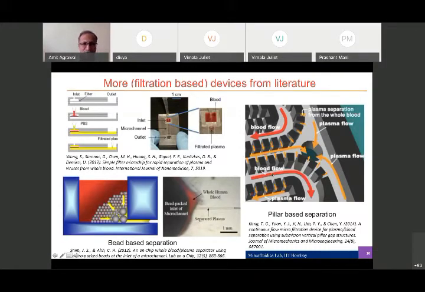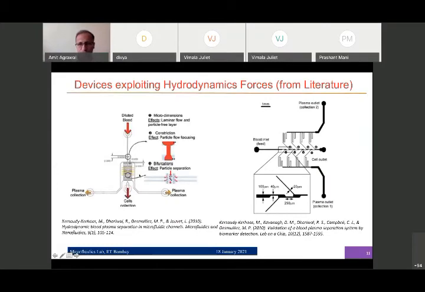So of course, people have tried to get rid of it in other ways, but a lot of them are filter-based devices. So having realized that filter-based devices are not going to be good for us, this is another study from the literature where people realized and started to use some sort of hydrodynamic forces, and this is what we are also going to use. So, that's why we are talking about this device.